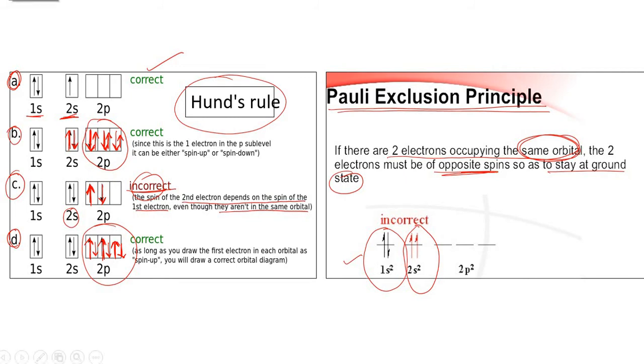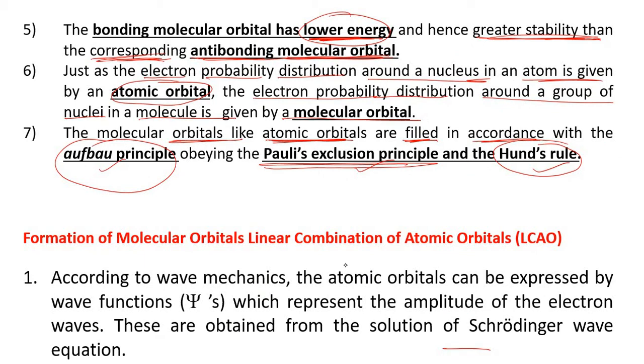Is it clear, students? Now let us try to understand the formation of molecular orbitals with respect to linear combination of atomic orbitals. Okay, linear combination of atomic orbitals, right?